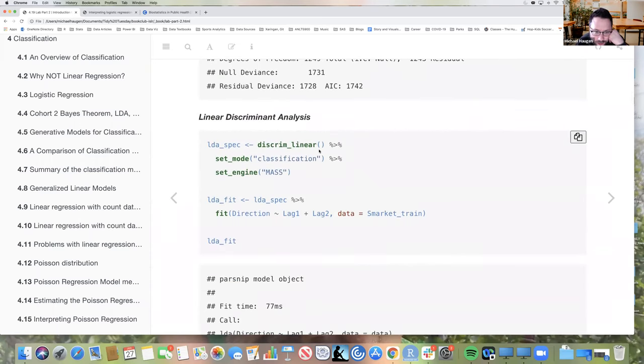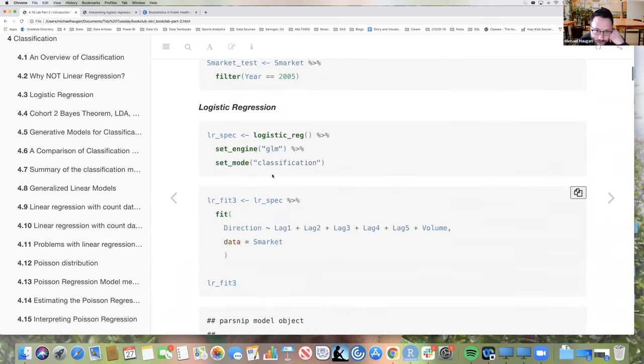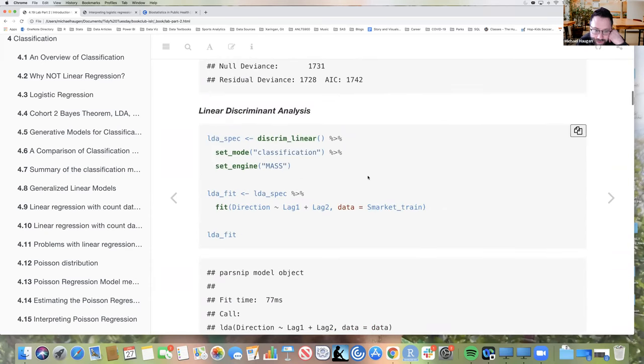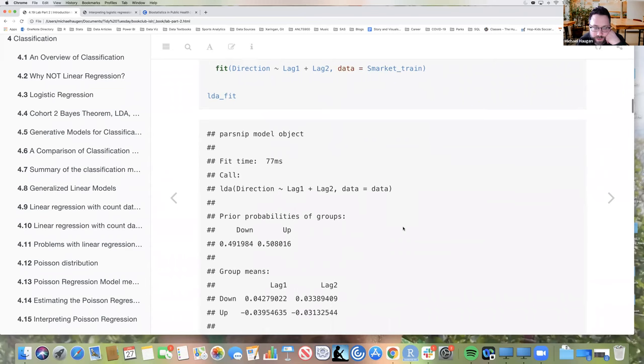And then here for linear discriminant analysis, this is a little easier to explain than the theory behind it. We just bring in this code that says discrim_linear. Mode is classification, engine is MASS. I think our engine up here was GLM, so we have a different engine as well. And then the fit is the same formula, and we have our LDA, linear discriminant analysis, fit. So the same steps for that.